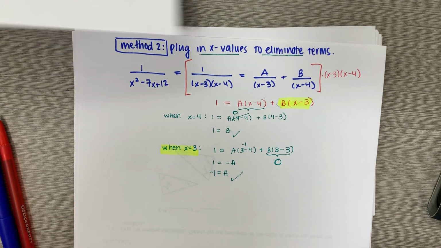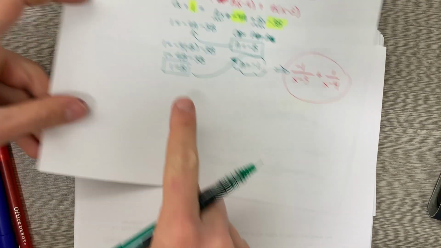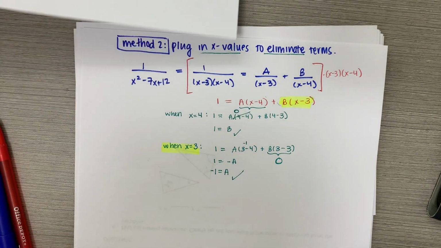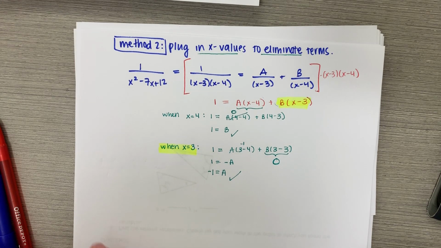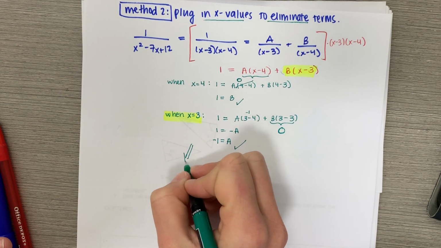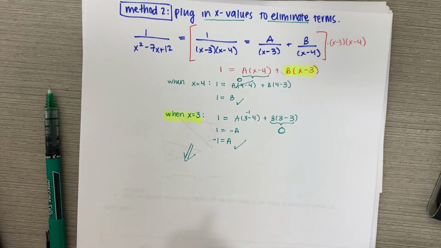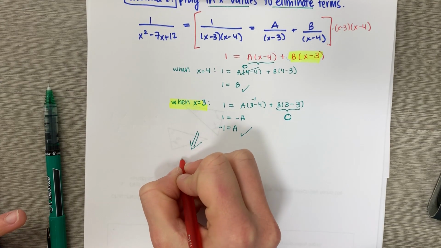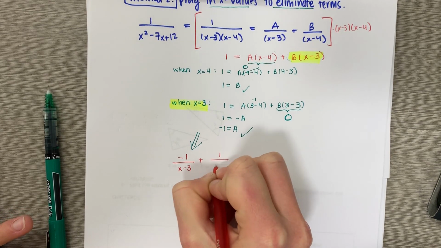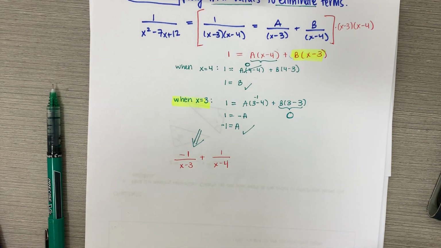Hooray! And if you'll notice now, actually, we get the same b value and the same a value as we did in method 1. And that is not a coincidence. They should wind up with the same a and b values. And so this tells us that our partial fraction decomposition is negative 1 over x minus 3 plus 1 over x minus 4. So that is a method you can use if you have not learned this method yet. Now you know it.